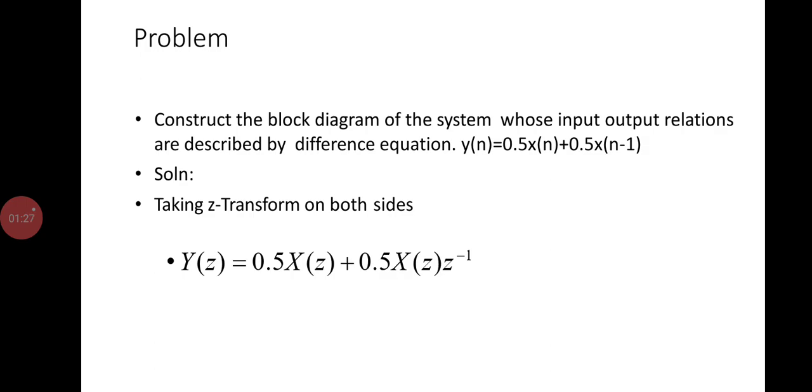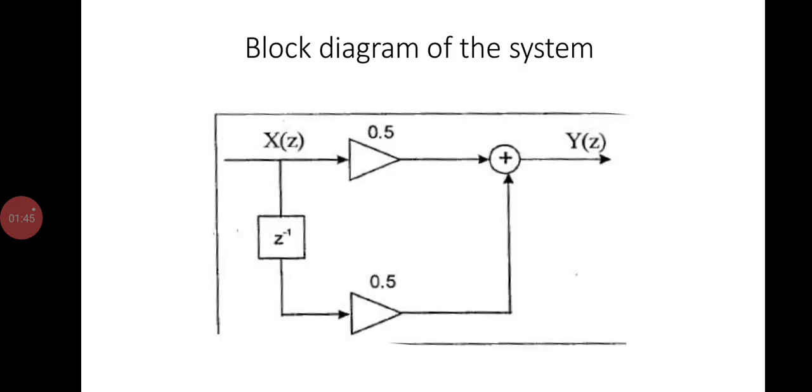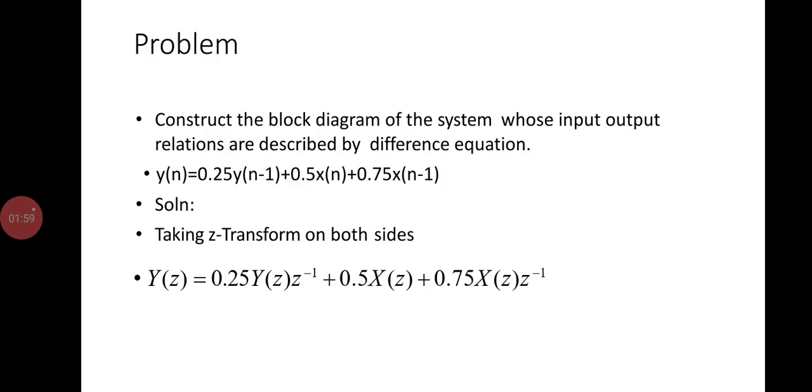Let us consider the block diagram of the system whose input-output relation is described by the difference equation y of n equals 0.5 x of n plus 0.5 into x of n minus 1. Here we want to convert this in terms of h of z. Therefore, we are finding the z transform for this equation. After finding the z transform, we are finding the value for h of z. Therefore, h of z equals y of z by x of z. And here we only have the numerator term. Therefore, we are just realizing this like this. This is the block diagram representation.